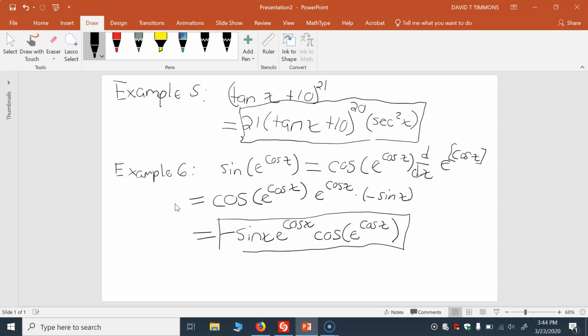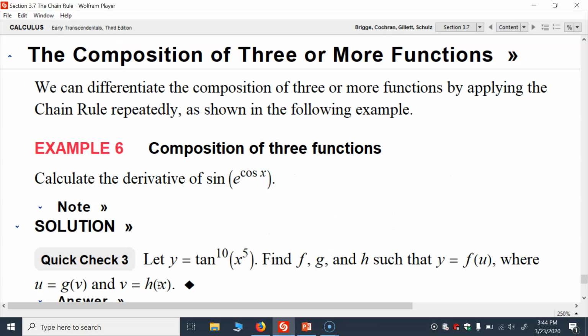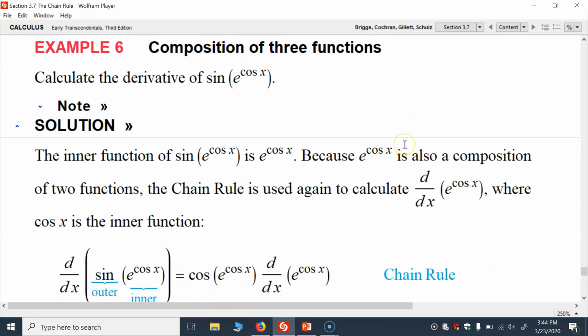All right, so this is when we deal with, say, 3 composite functions. Again, you've got to be a little careful about the logic, or progress through it from the outermost function to the innermost functions. So let me go back to the e-text and again show you their solution.